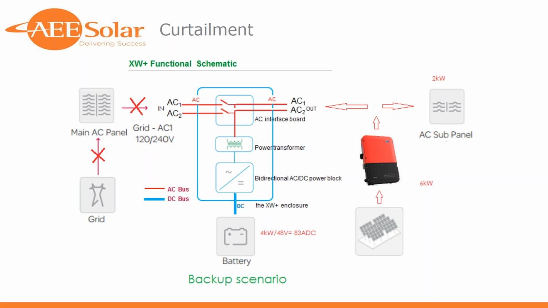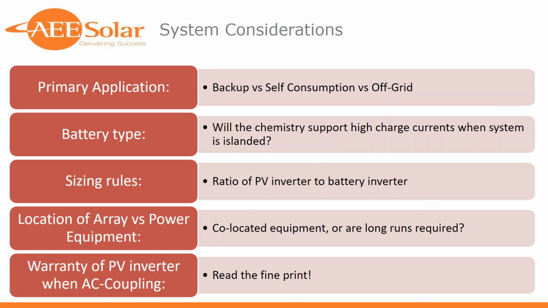Yeah, it was a really good system for a long time. A little on the expensive side, but a lot of benefits to that system. So let's try to kind of put a bow on everything we've talked about today. System considerations. What are some things that are going to lean you one way or another on AC versus DC coupling? Primary application, backup versus self-consumption versus off-grid. How the system's being used is really going to impact your considerations on a lot of other things.